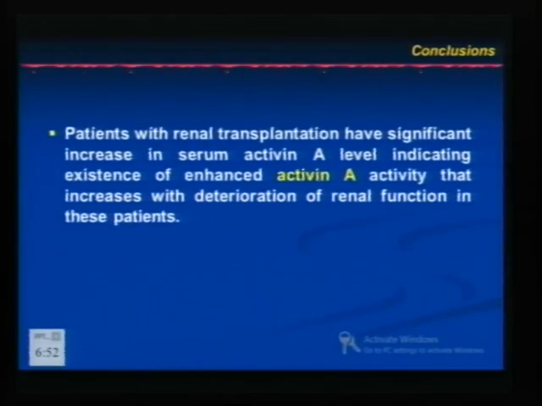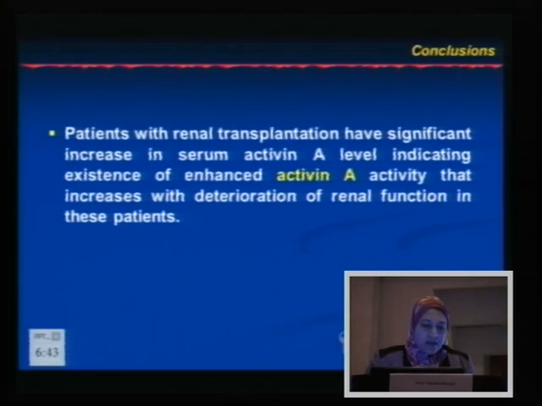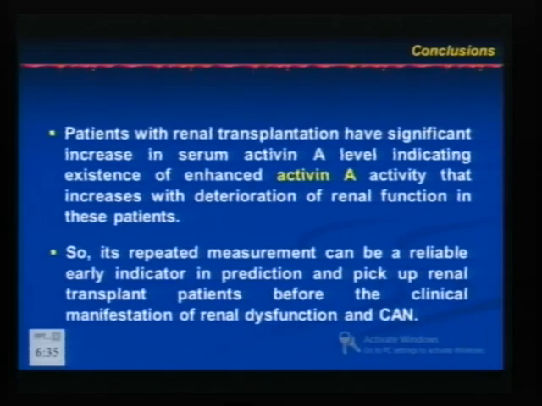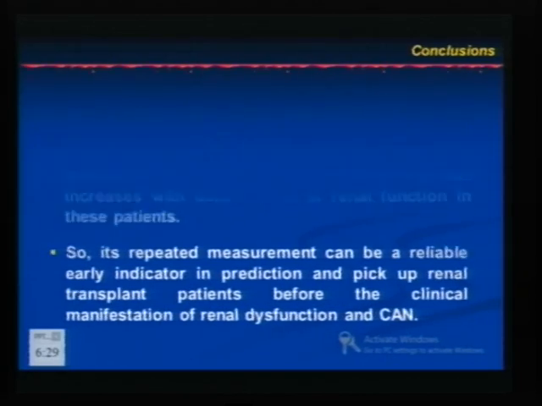In conclusion, patients with renal transplantation have significant increase in serum activin A level, indicating existence of enhanced activin A activity that increases with deterioration of the renal function in these patients. So its repeated measurement can be a reliable early indicator in prediction and pick up of renal transplant patients before the clinical manifestation of renal dysfunction.